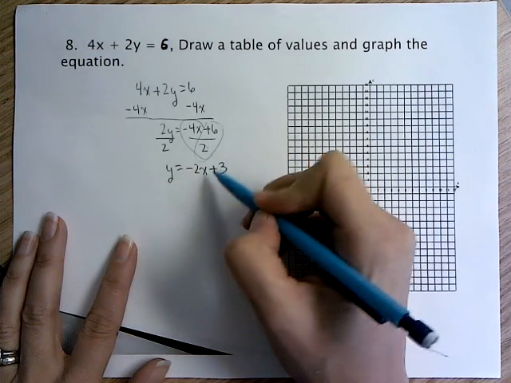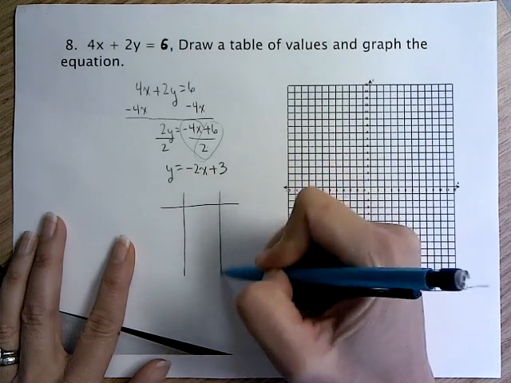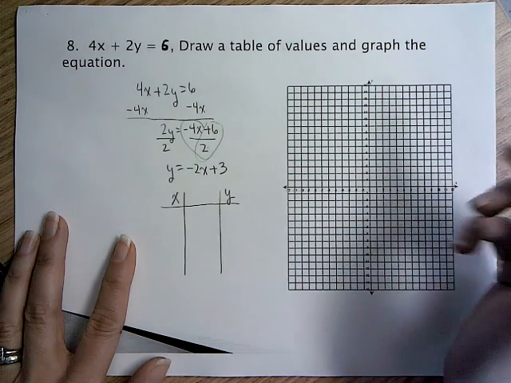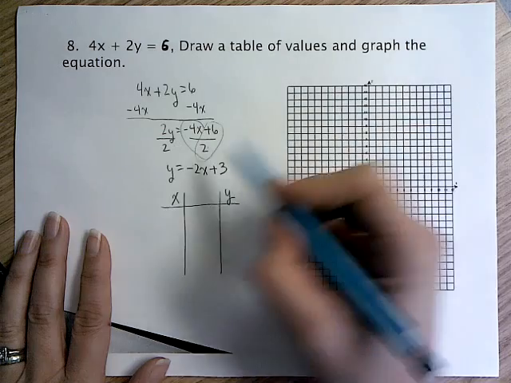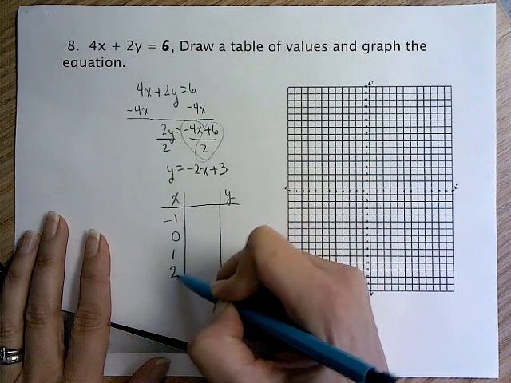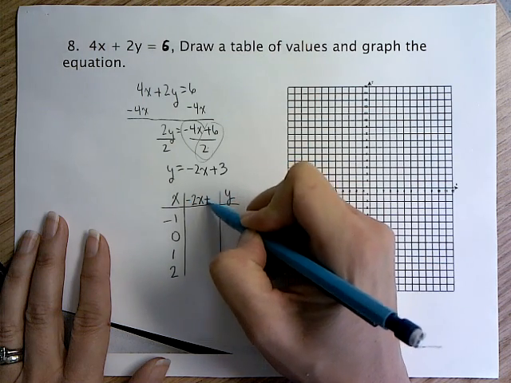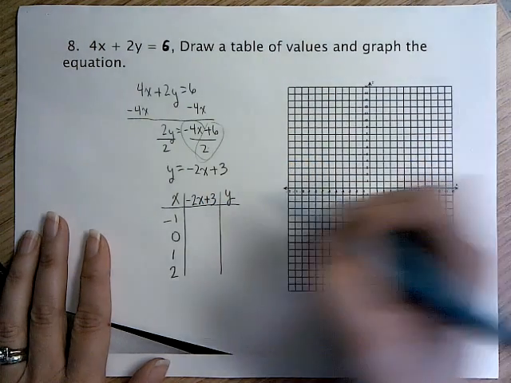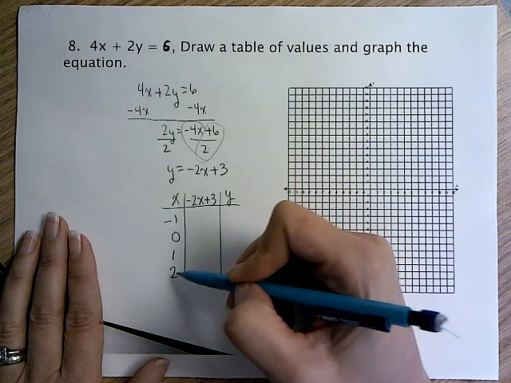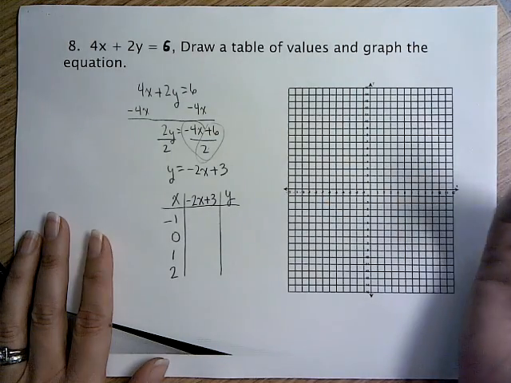All right, so that's going to be my function. So I can make myself a function table here. I have x and I have y. And I want to choose easy values. So easy values would be -1, 0, 1, and 2. I'm going to plug in my function, -2x plus 3. I'm going to substitute in my selected domain. Now I chose this domain. I can choose any numbers I want, but you might as well choose easy numbers.